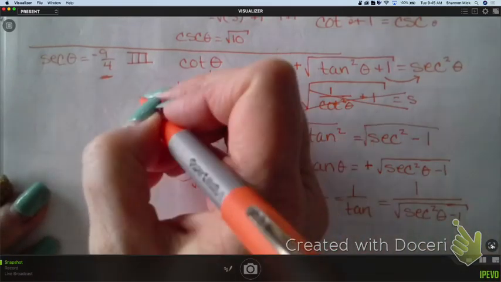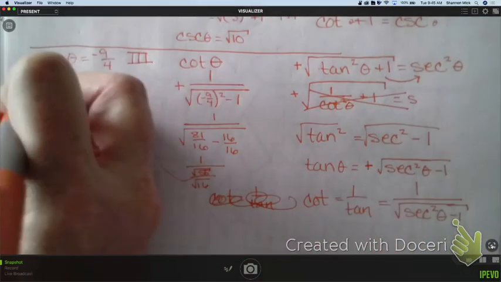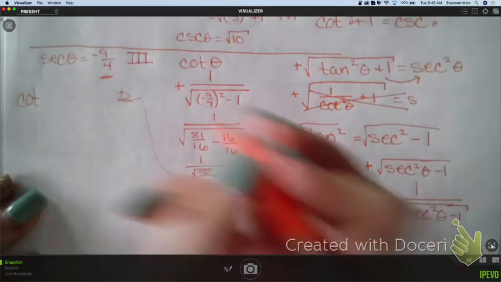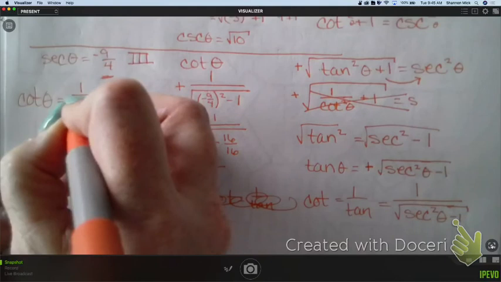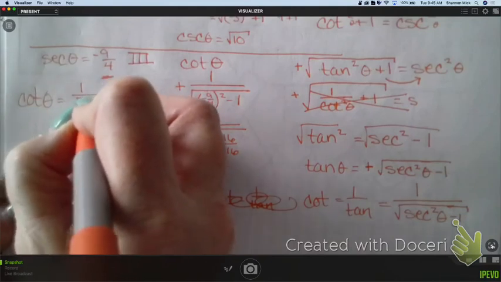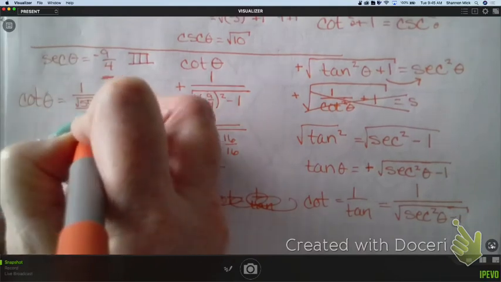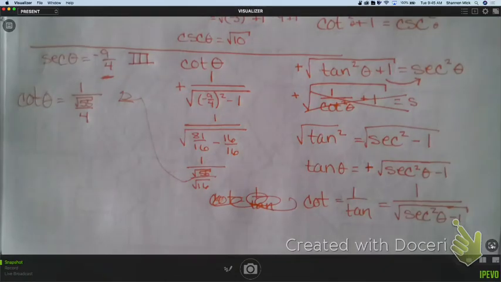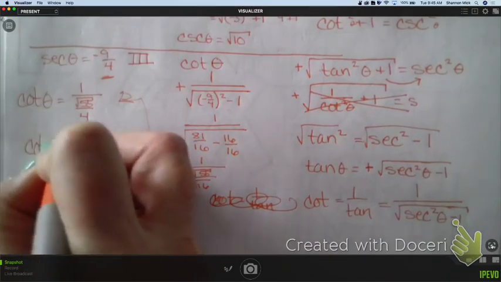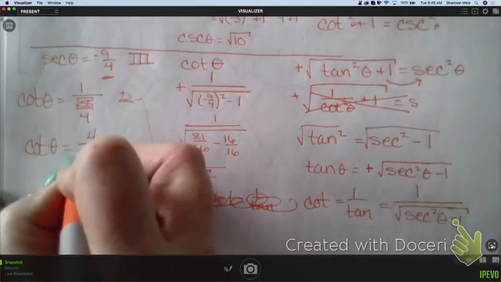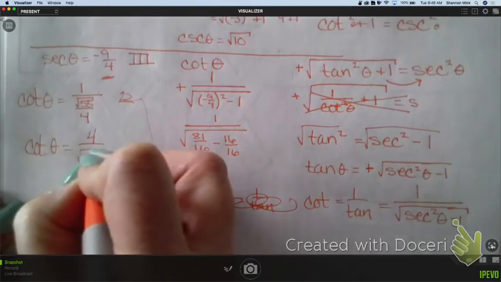Hopefully you guys are going to keep going down, okay? So we have cotangent, because I don't want to write small, is 1 over the square root of 55 divided by 4, right? Plus 1. Oh, no, man. We already did that. Okay, now multiply by the reciprocal. So I get cotangent of theta equals 4 over the square root of 55, right?